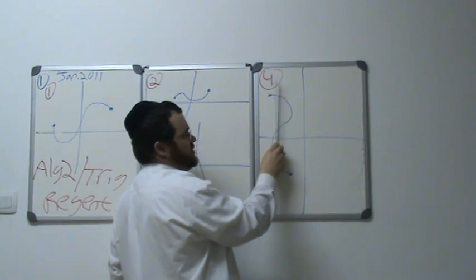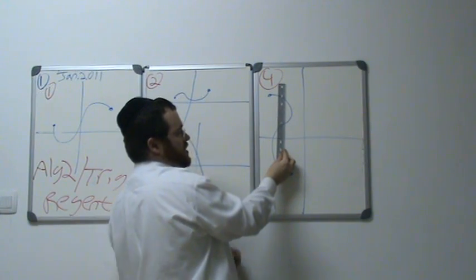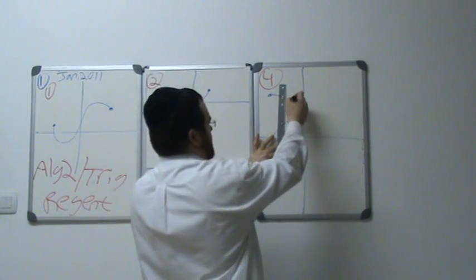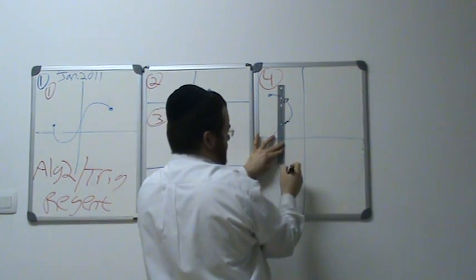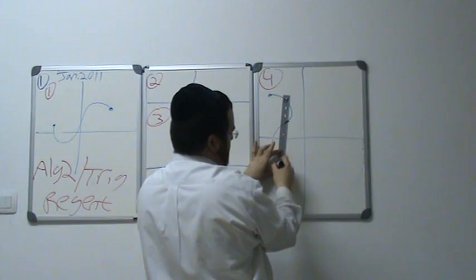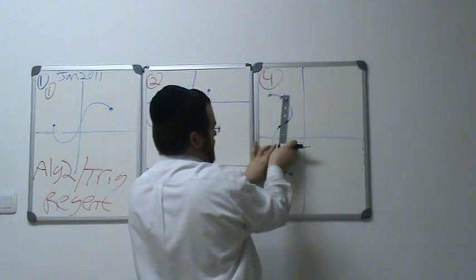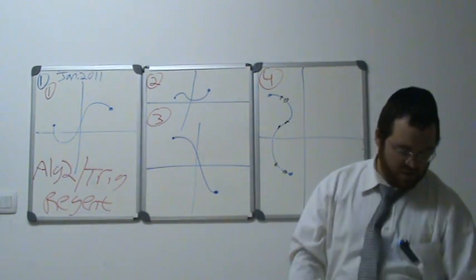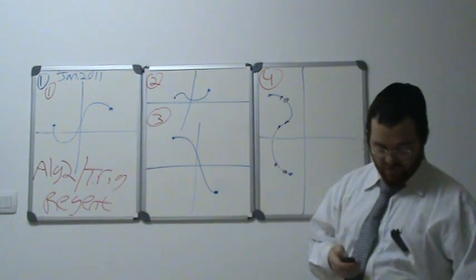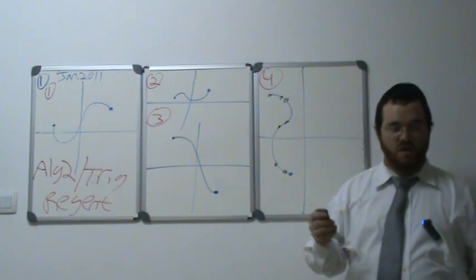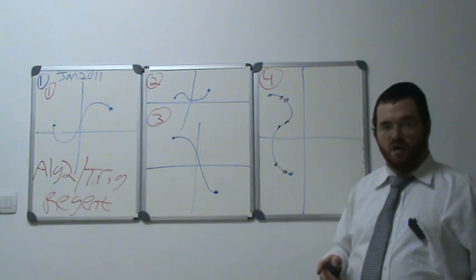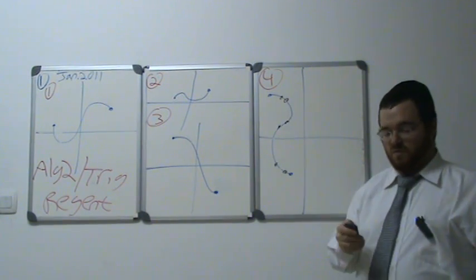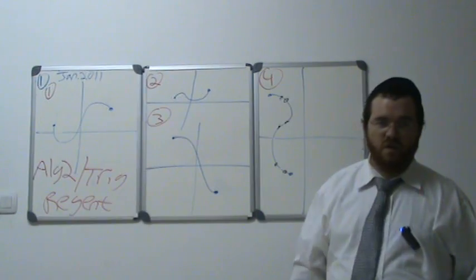Answer 4 is not a function because you see, with this vertical line, it hits the graph in a few spots. It hits it over here, and over here, or over here, and over here. So that is not a function. So the question is, which graph does not represent a function? The answer is answer 4, because it does not pass the vertical line test. When you make a vertical line, it will hit the graph more than once. So the answer is answer 4.